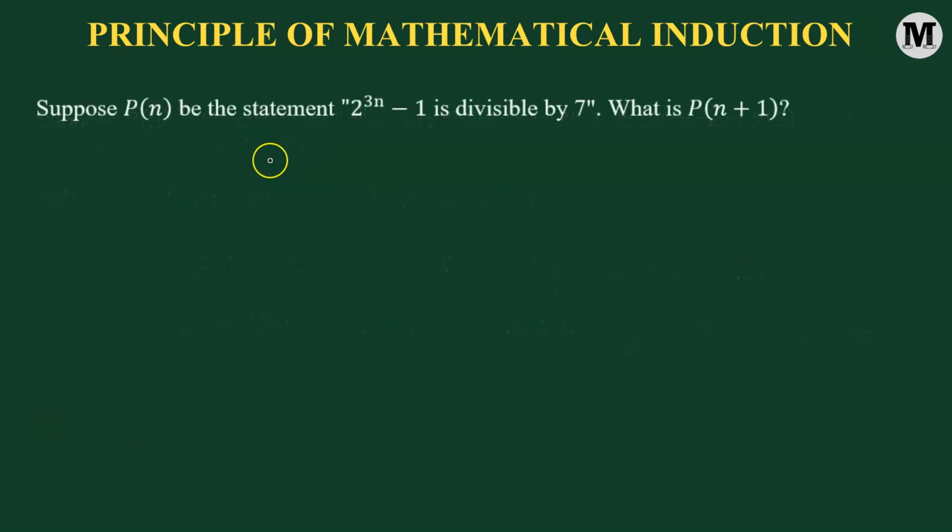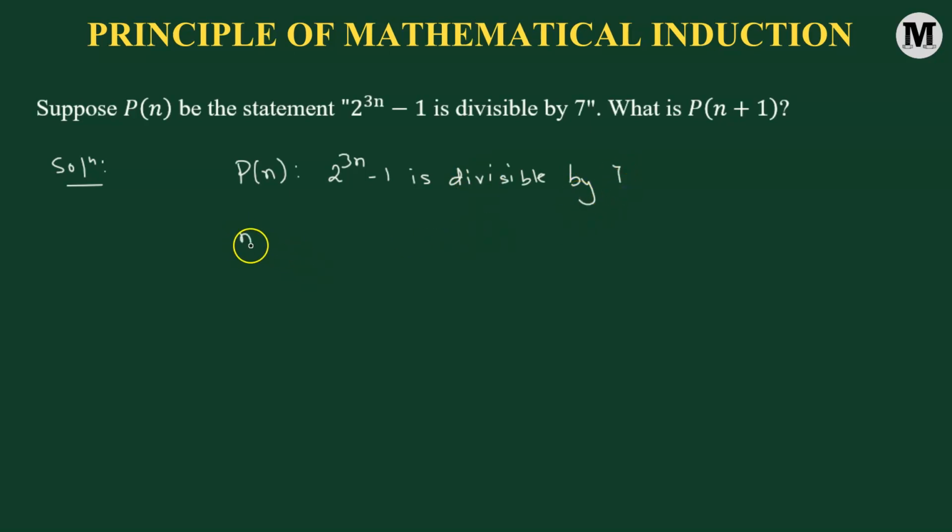Now in this example, we are given a statement P of n where we have 2 raised to the power of 3n minus 1 is divisible by 7. We have to obtain the statement P of n plus 1. So let's first write down the given statement. So here we have P of n, which is defined as 2 raised to the power of 3n minus 1 is divisible by 7. Fine.